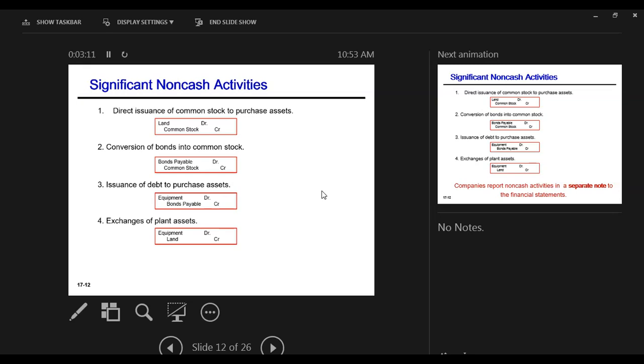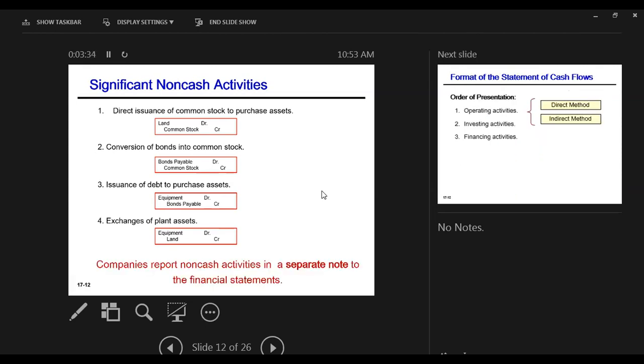And your exam question will have at least one. So if you find this transaction, you have to ignore them. You read this question and ignore it. What is the meaning of ignoring? Ignoring means you no need to report this under the cash flow statement. Just ignore it because it is not cash flow. So look at the note. Companies report non-cash activities separately. If you have any non-cash activities, just report them separately, but not under the cash flow statement.